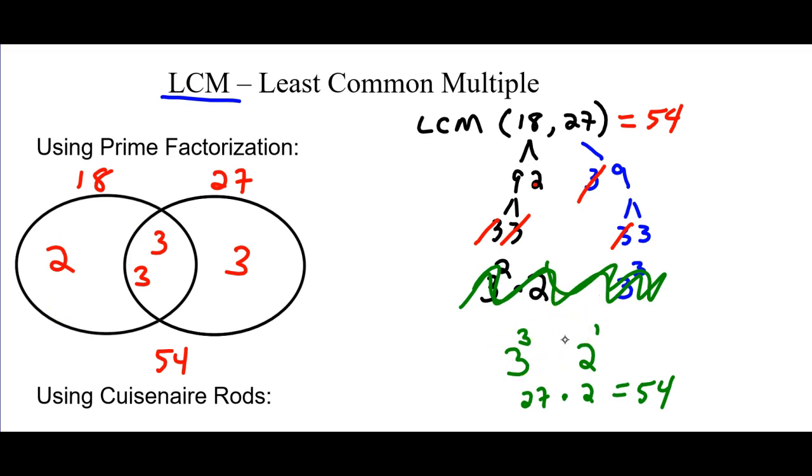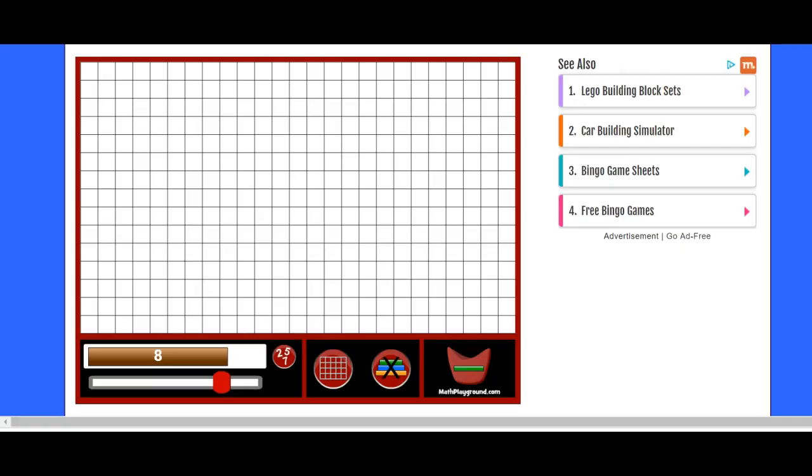One other way we can do it is with Cuisenaire rods. 18 and 27 are pretty large numbers for Cuisenaire rods, so we'll go back to our example of 8 and 12 and show that with Cuisenaire rods. So for a student that likes Cuisenaire rods, or a teacher that wants to show it that way, we can just start writing out 8 and 12. Remember, our 12 is made up of 10 and 2. Or you could do 6 and 6 if you wanted to. Let's do that. That seems like fun.